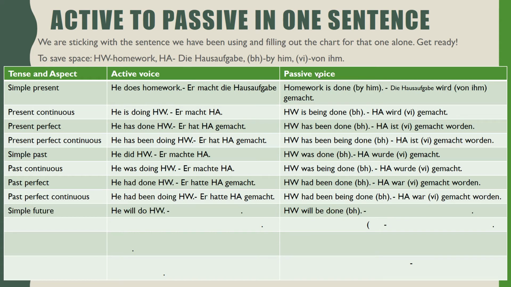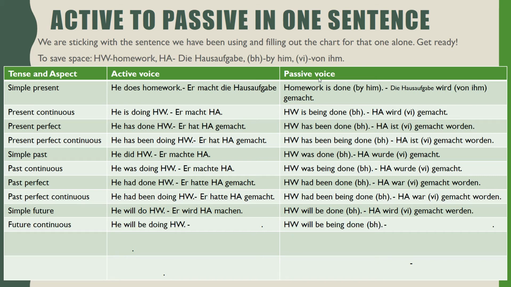Simple future, he will do homework. Homework will be done by him. Wird die Hausaufgabe machen. Die Hausaufgabe wird von ihm gemacht werden. Future continuous, he will be doing homework. Homework will be being done by him. Wird die Hausaufgabe machen. Die Hausaufgabe wird von ihm gemacht werden.